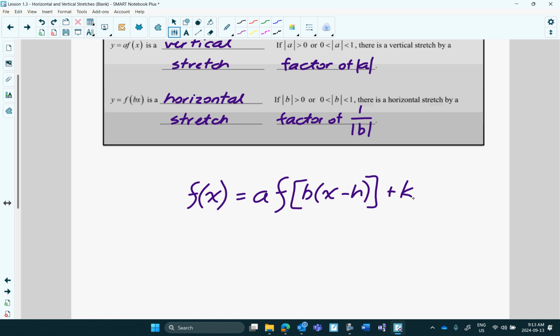The last thing we have to do is what happens if we have negatives in front here. And I think you know. But we'll talk about that next week. Okay. So this is probably the most challenging of the 3 transformations, especially that horizontal one, you got to remember. But you'll get it. Okay.